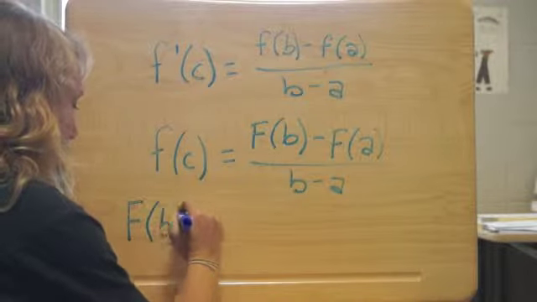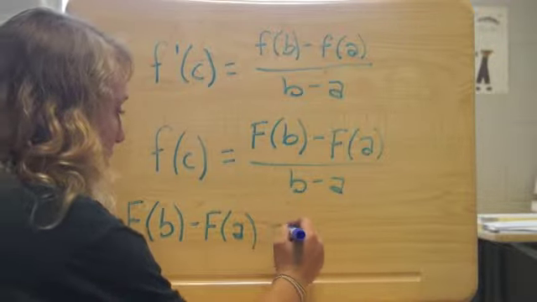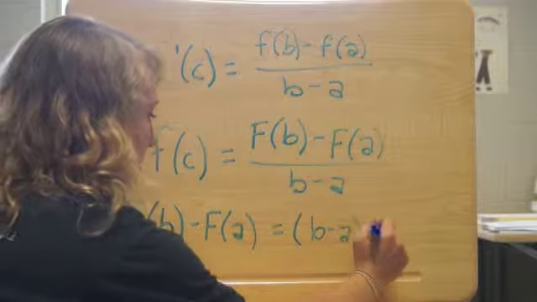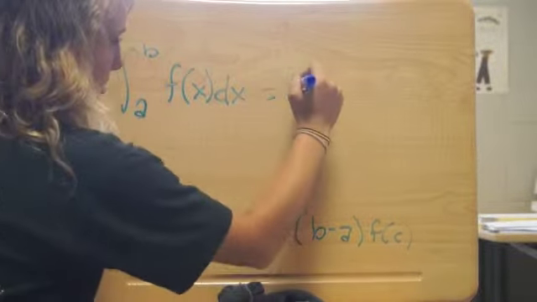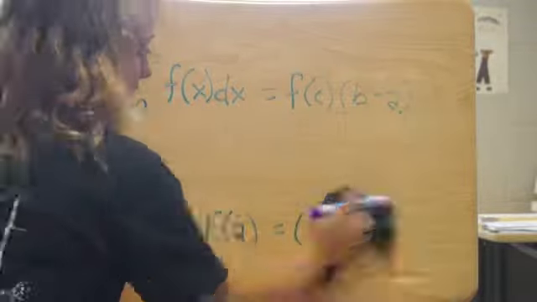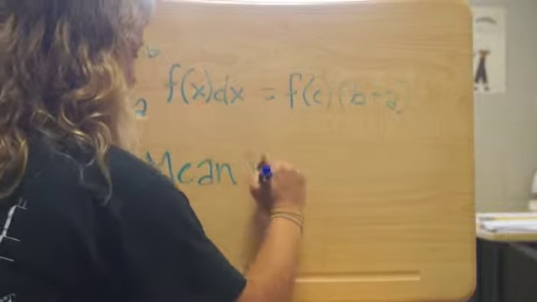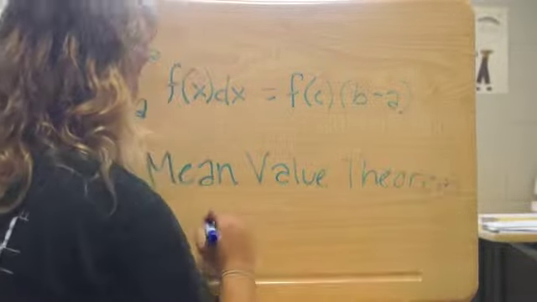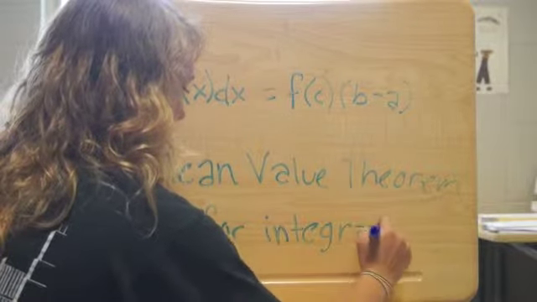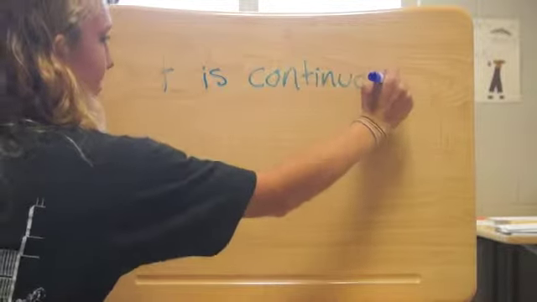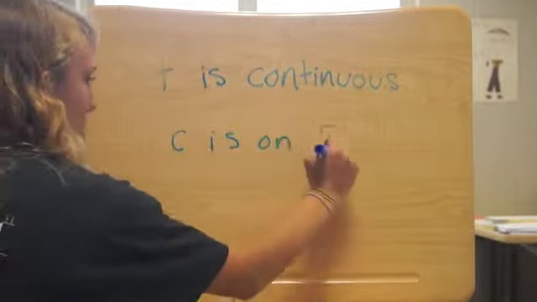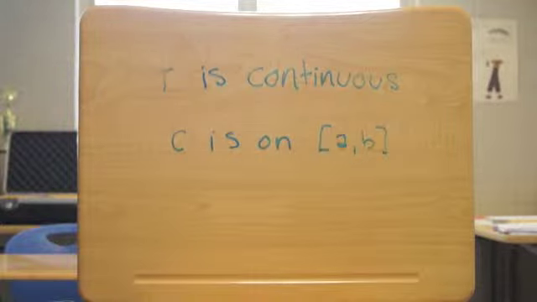If you multiply each side by b minus a, you come up with the standard form for the mean value theorem for integrals. By applying the fundamental theorem of calculus, we determine that the integral from a to b of the function is equal to f of some c in the interval [a, b] times b minus a. Remember, the mean value theorem for integrals is only valid if f is continuous and c is some value on the closed interval [a, b].